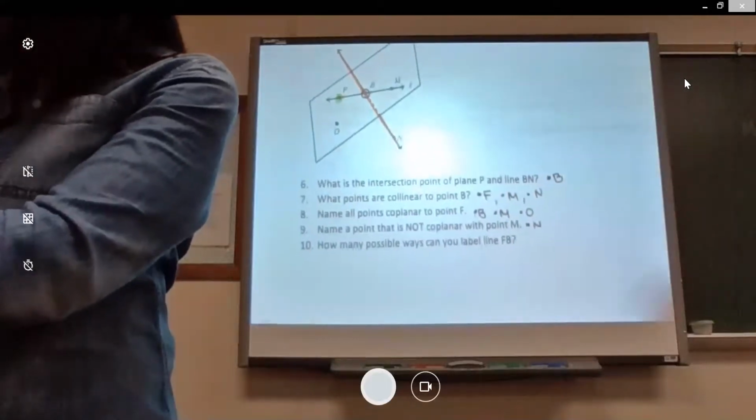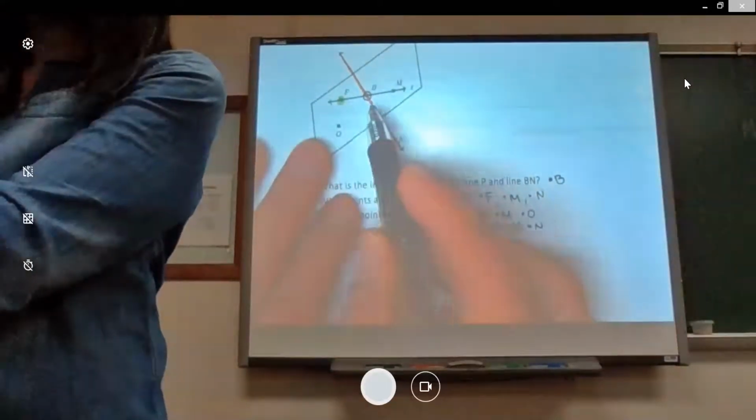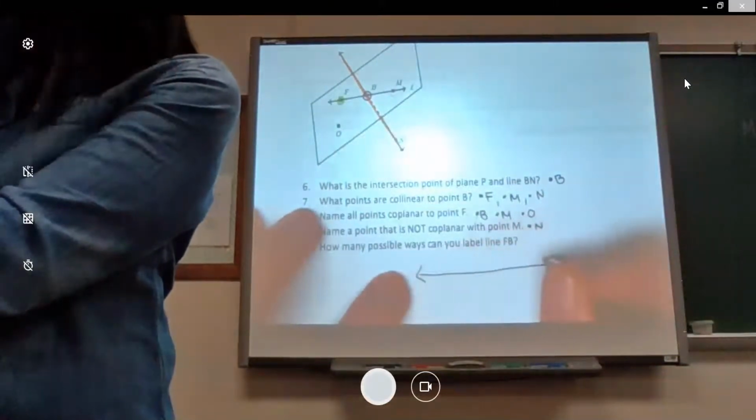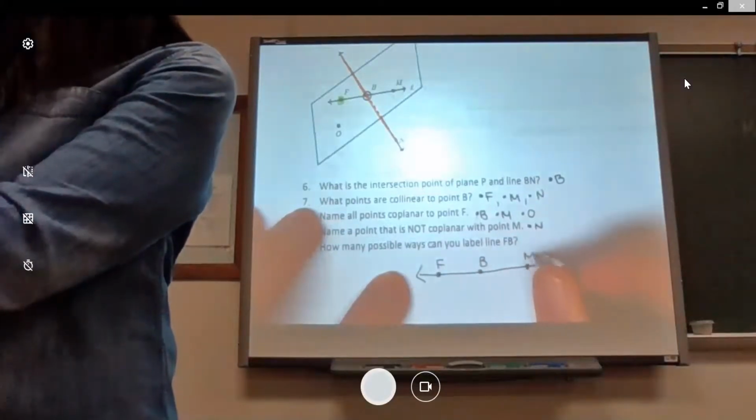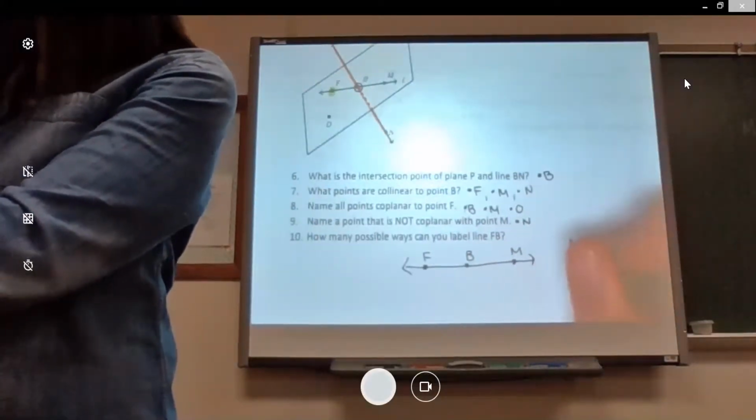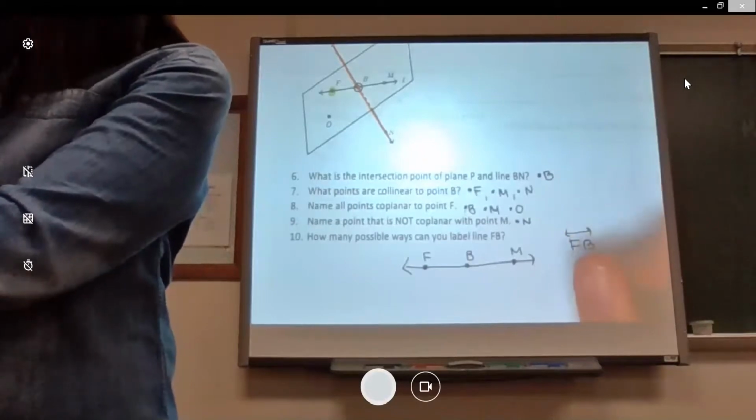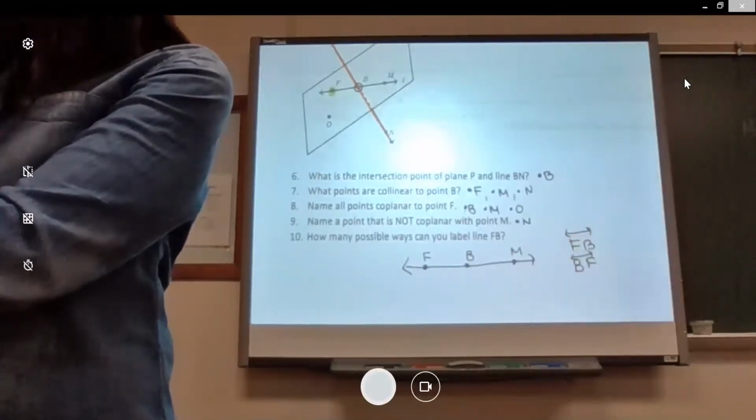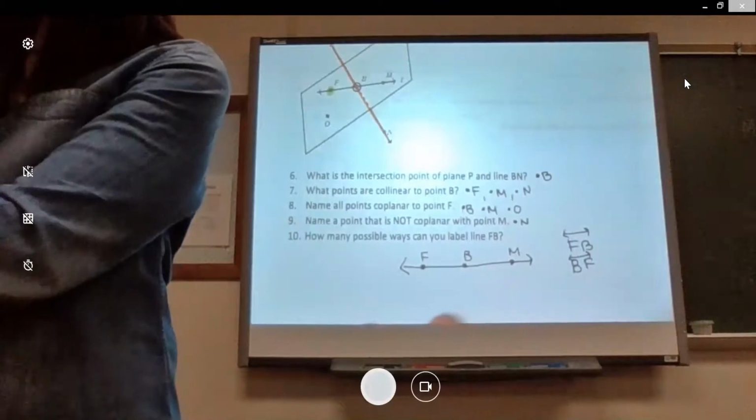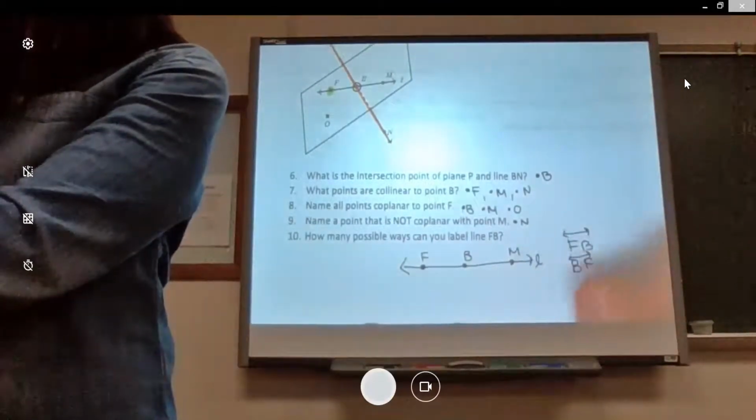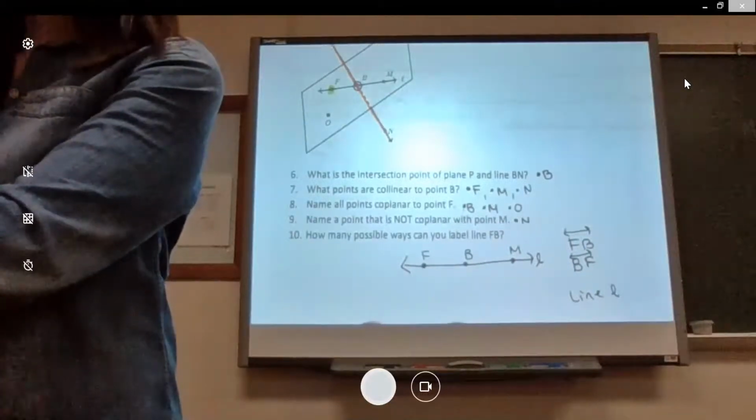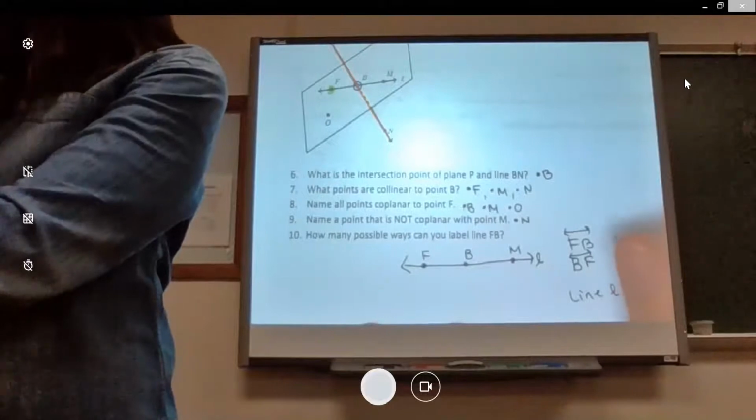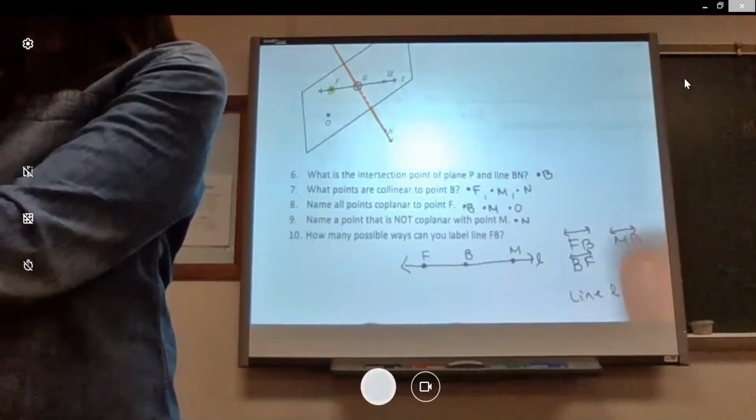How many possible ways can you label line FB? So here's line FB. I'm going to redraw line FB. So it goes F, B, and M. All the ways that I can label this. So we have FB. We could also call it BF. What's another way? Yep, so yeah, you're right. I could call it line L. What somebody said on one of the other ones. MB, sure. So I could call that line MB, or I could call it line BM. What else?